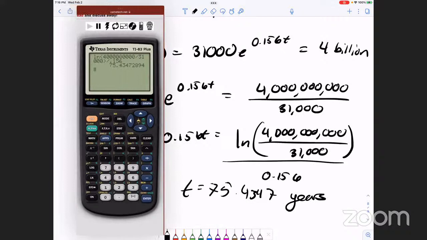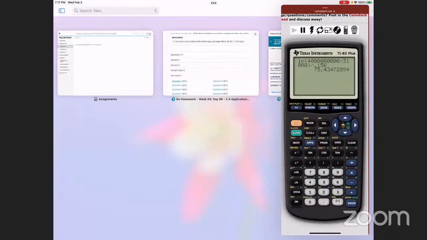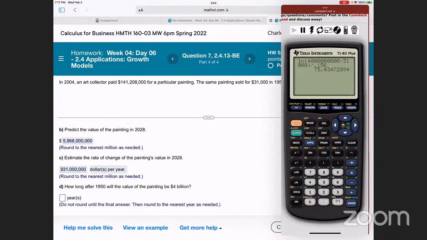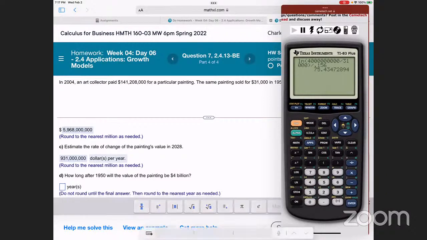So then we're going to hop back over here. Like this, full screen. All right. How long? It says do not round until the final answer, then round to the nearest year. The nearest year is 75 years later. Okay. So they give specific instructions.